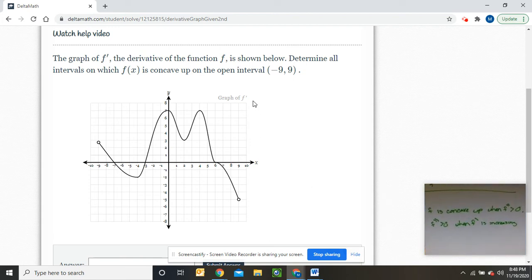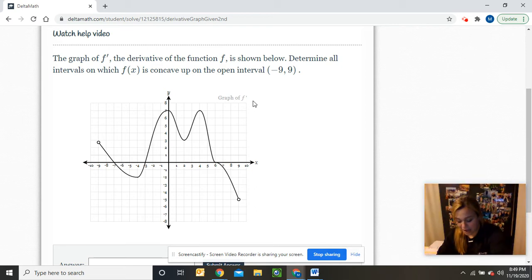So f is concave up when f double prime is greater than 0. f double prime is greater than 0 when f prime is increasing. It's really important to have both. And now I can look at my graph. And I'm only looking for the intervals where f prime is increasing.